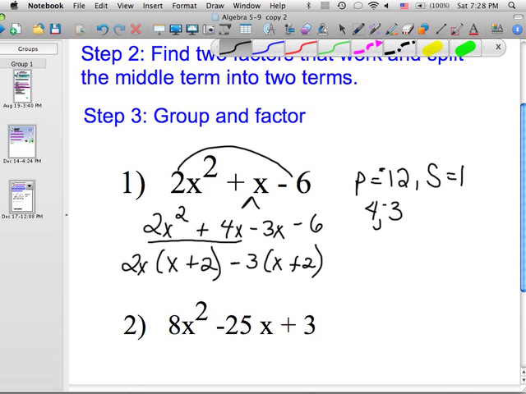So our factors are x plus 2 and 2x minus 3. And we can check. We get 2x squared minus 3x plus 4x makes the 1x, minus 6. So we've actually found the four terms when we use FOIL.